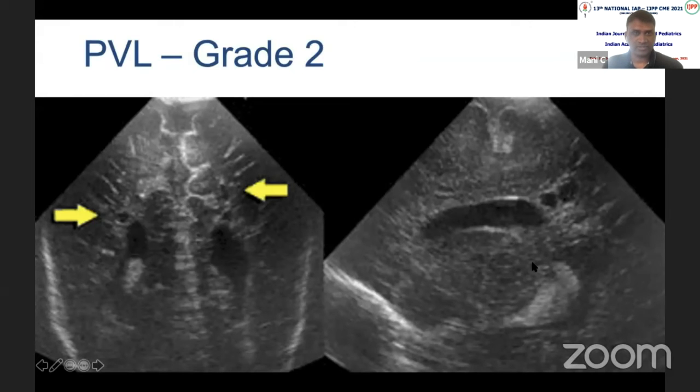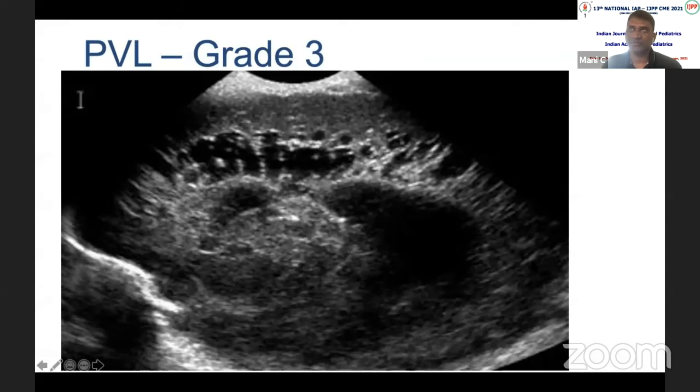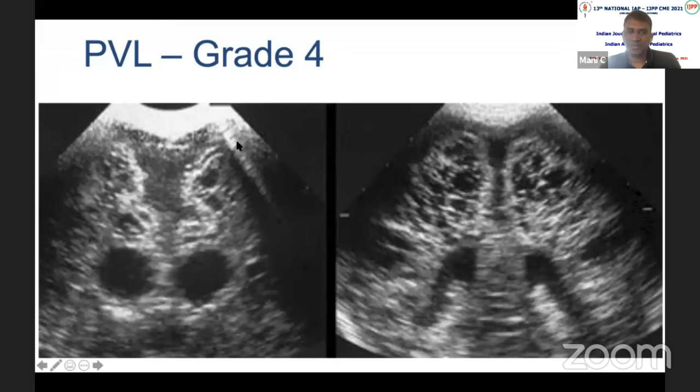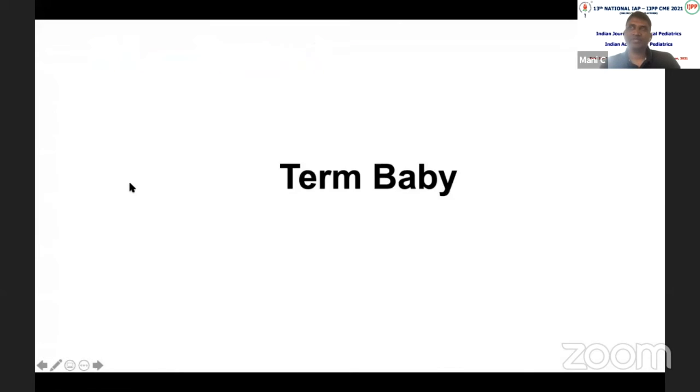But if you see a lot of cysts like this extending to the frontal, parietal, and probably occipital region as well, that is grade 3. And if it extends to the subcortical white matter, that will be grade 4. Babies with PVL of grade 3 and grade 4 are more likely to have CP or die, around 70 to 80% of them. So it's very important to prognosticate based on the ultrasound, and in some cases we would have to do an MRI at term gestation to get more information as well.